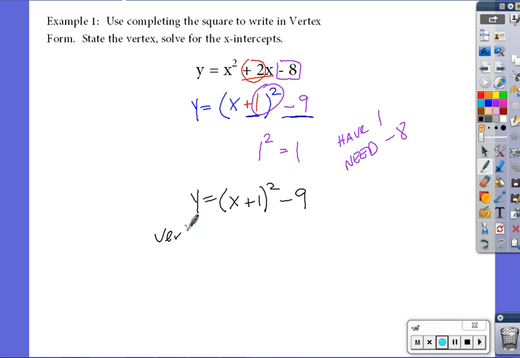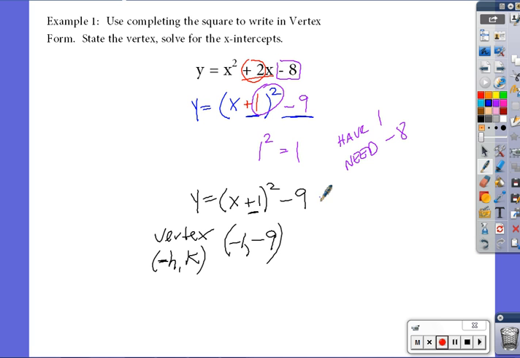From that, I can get my vertex. On the previous page, it said the vertex was (-h, k). Well, -h here just means the opposite of this number. So the vertex here is actually (-1, -9). The reason that negative is there is to clue you in that you have to take the opposite of that. So if I was to graph this parabola, its vertex would be at (-1, -9). And then I want to solve for the x-intercepts. That's the last part of the problem.